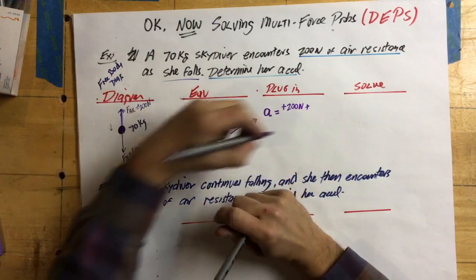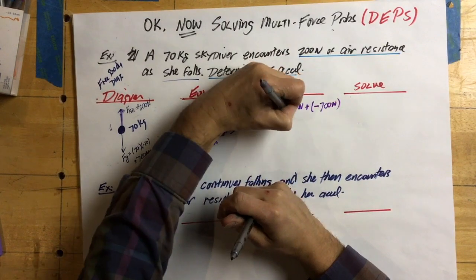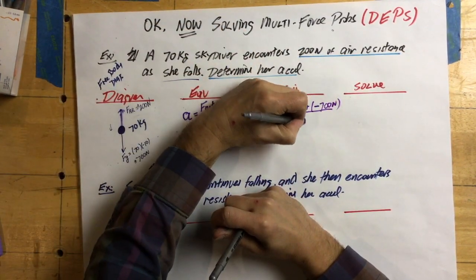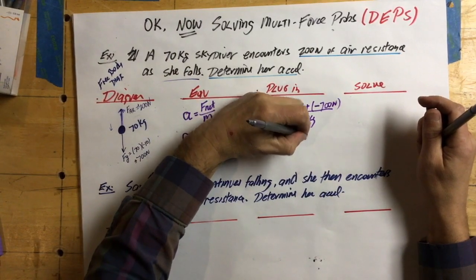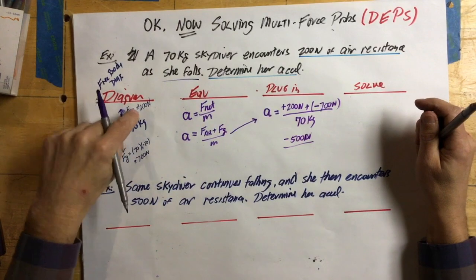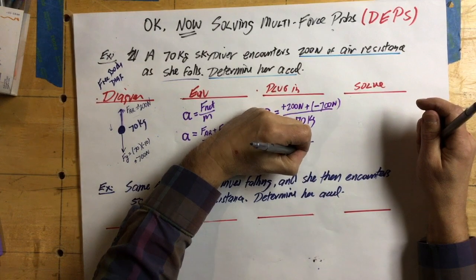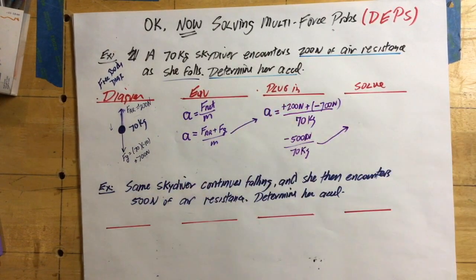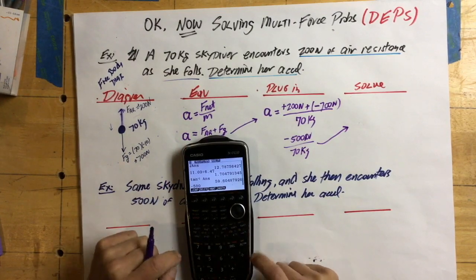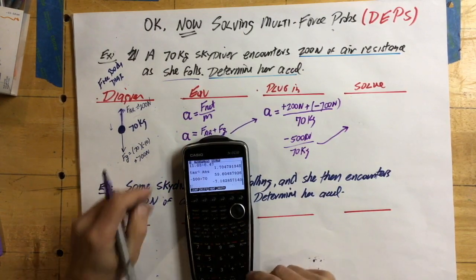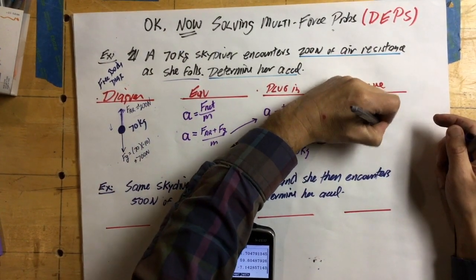So the gravitational force is a negative 700 newtons. And we're going to divide that by 70 kg. So now we have negative 500 newtons as the net force. In the tug of war between the two, we only have 500 newtons left pulling this thing down, divided by 70 kg. And now I'll go to the Casio. Negative 500 divided by 70, and I get negative 7.14 meters per second squared.